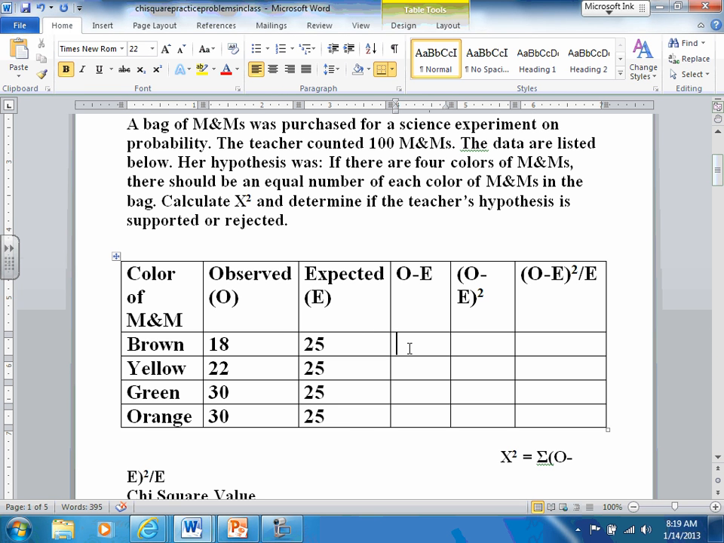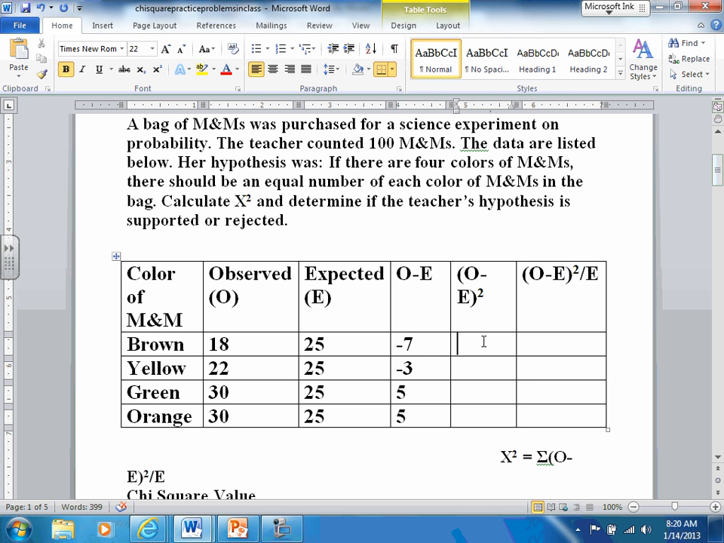Help me out. 18 minus 25. -7, right? 18 minus 25. Exactly. So yellow's going to be -3, right? 22 minus 25. And that one's going to be +5 and +5. Make this column a little bigger so it makes sense to you. That's O minus E squared. That's what that's supposed to be.